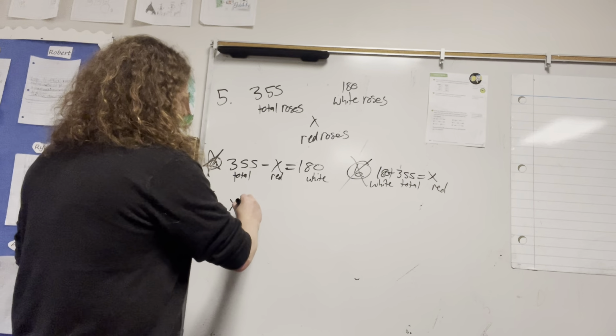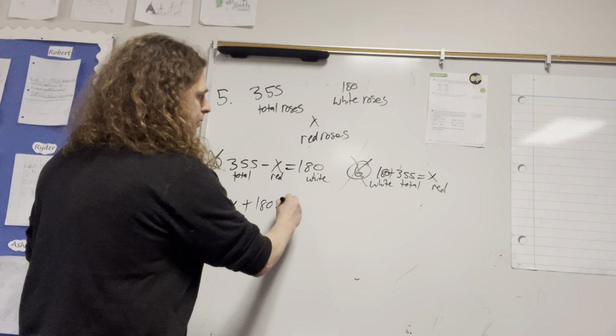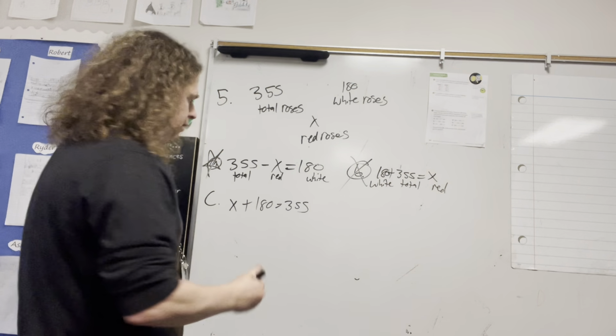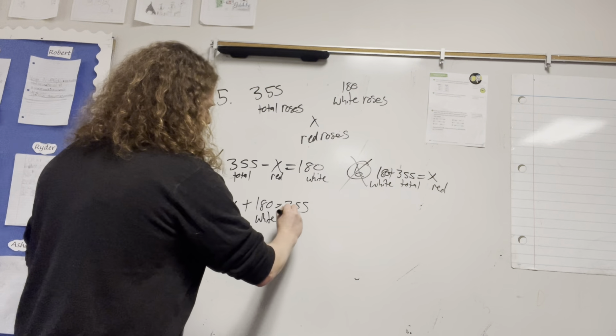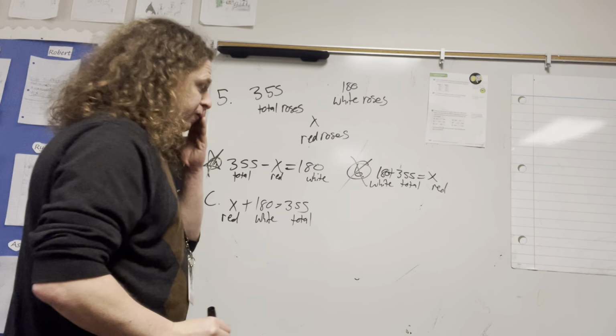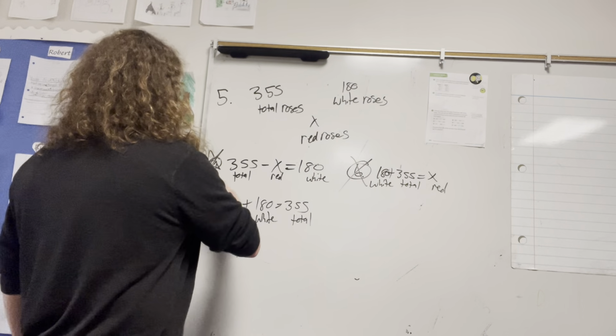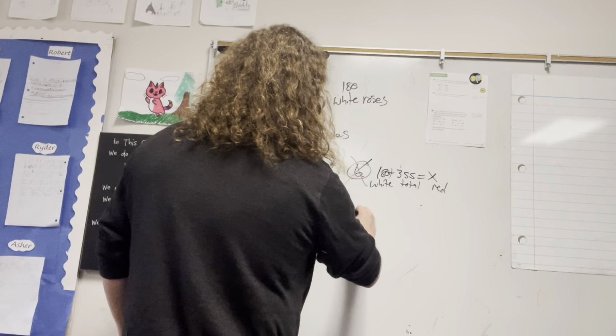C, X plus 180 equals 355. This makes sense. X is red roses plus white roses will equal the total number of roses. C is good.